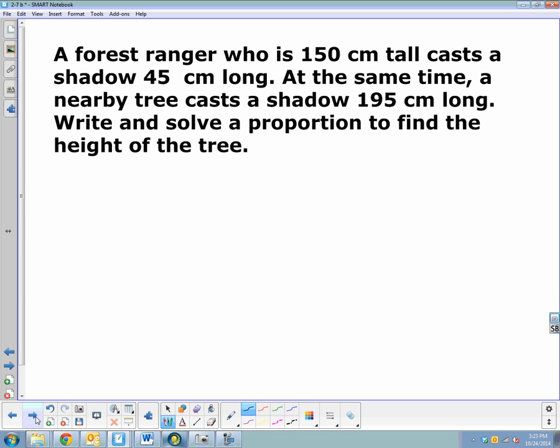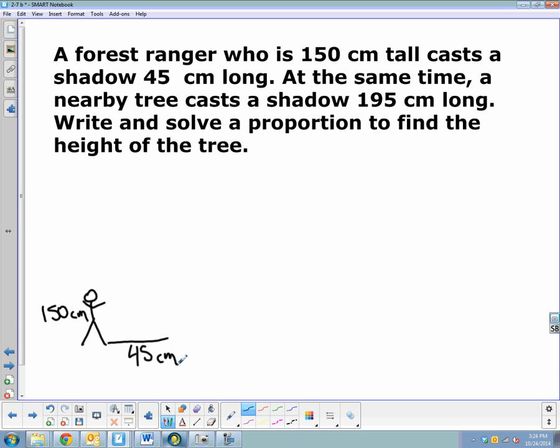Forest ranger is 150 centimeters tall, casts a shadow that's 45 centimeters long. Okay, so here's my forest ranger. There we go. Ambiguous. We don't know if it is a man or a woman. So we've got a forest ranger who's 150 centimeters tall. So I'm going to label that forest ranger, and we know that they have a shadow that is 45 centimeters long. Again, obviously my picture is not to scale, but it doesn't matter as long as it's a picture.